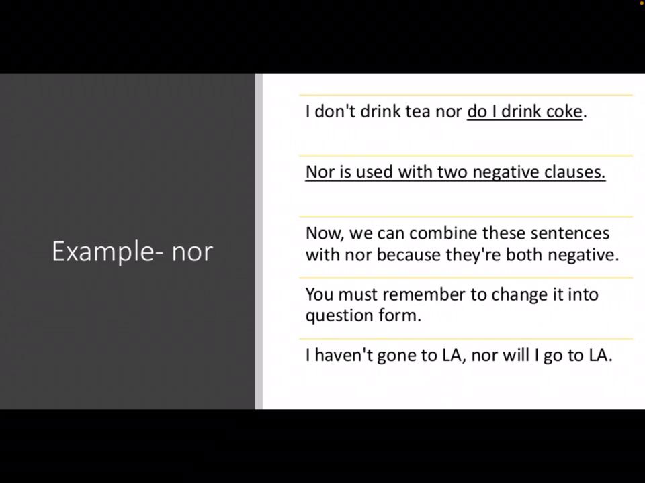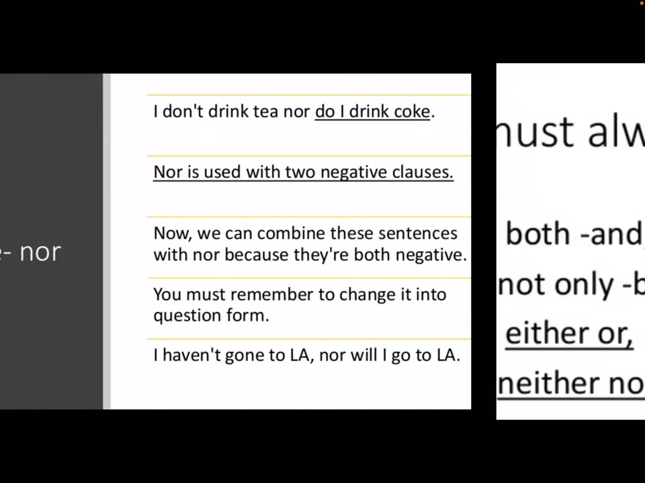For example, now we can combine these two sentences with nor because they're both negative. You must remember to change it into question form. I haven't gone to LA, nor will I go to LA. So here we use nor in negative sentences.